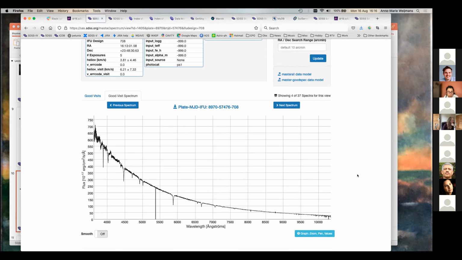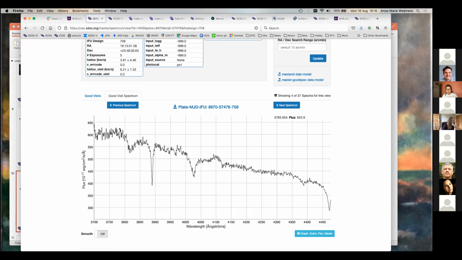And I hope someone in the chat can confirm that this is indeed a white dwarf spectrum. It looks star-like to me, but please let me know.